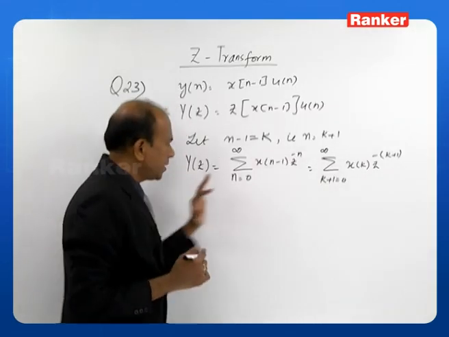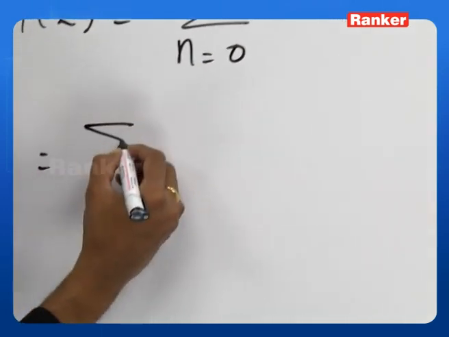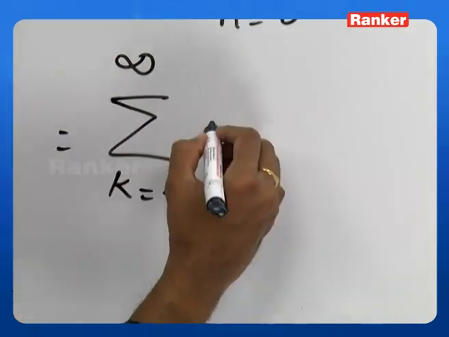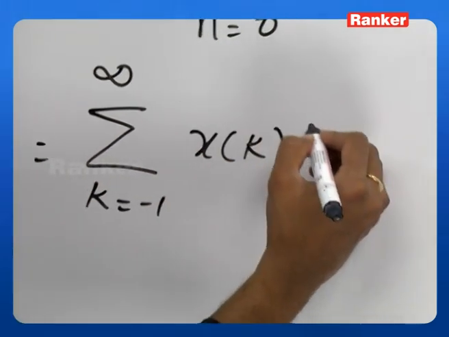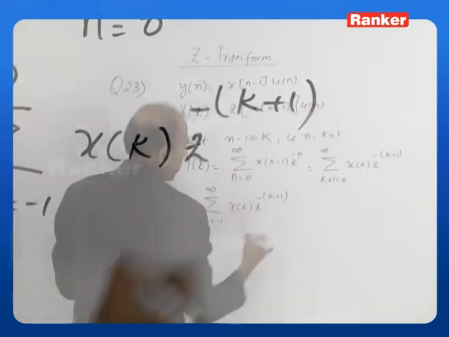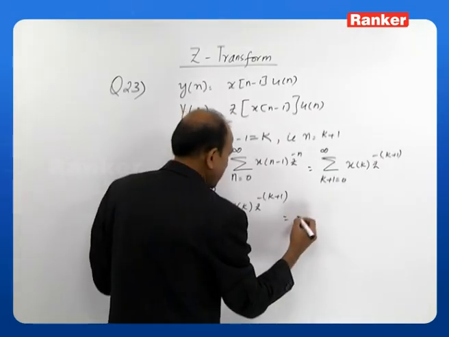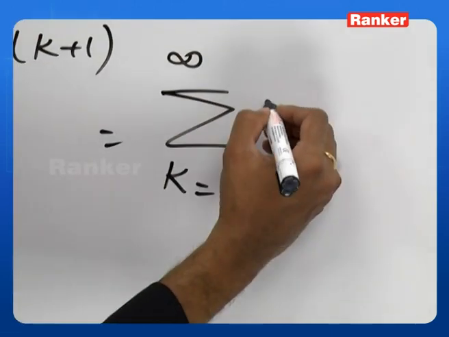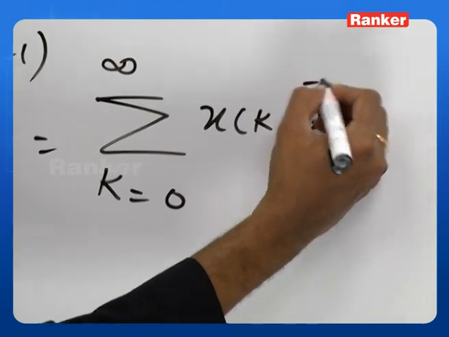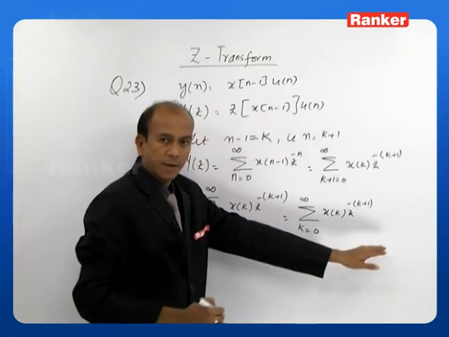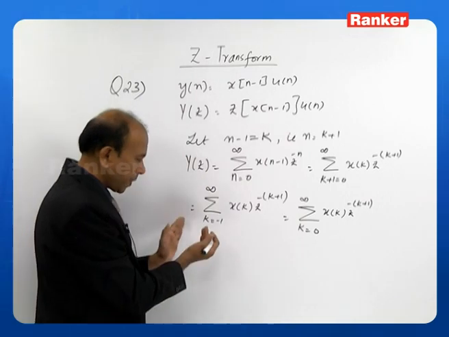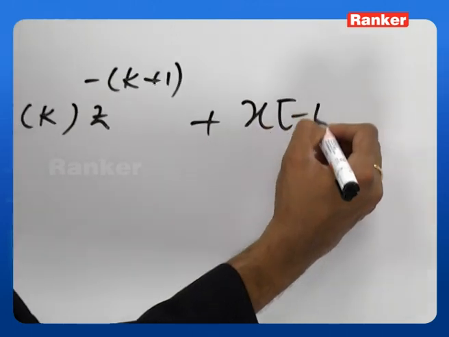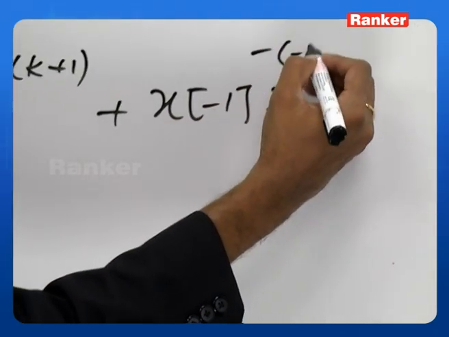Now again simplify this, no problem. Now this will be the summation k equal to minus 1 to infinity of x of k z to the power of minus of k plus 1. Now we will transform this to a different summation, that is, I will make it summation from k equal to 0 to infinity of x of k z to the power of minus k plus 1. See here we are shifting from minus 1 to 0, so we have to add here x of minus 1, z to the power of minus 1 plus 1.